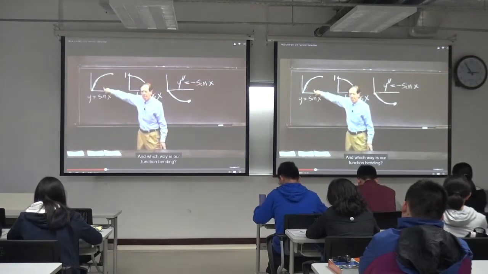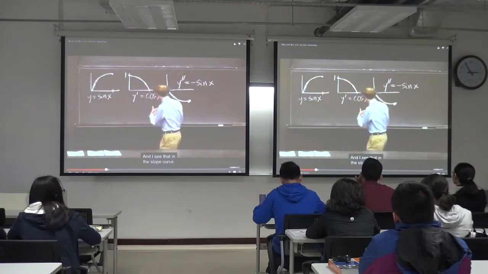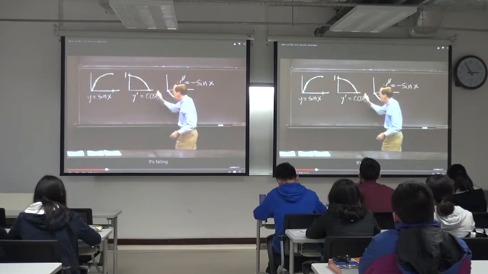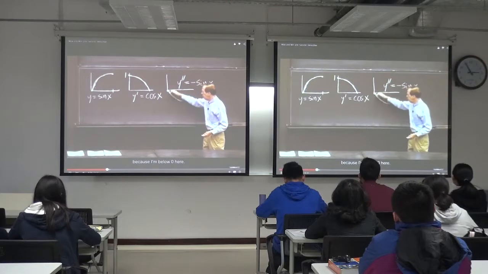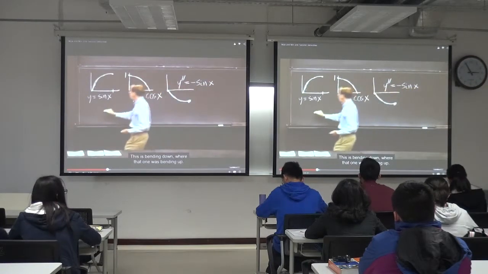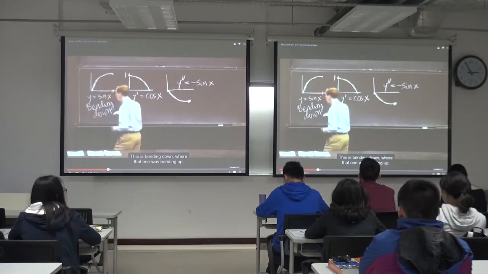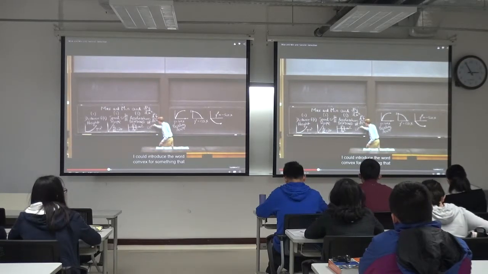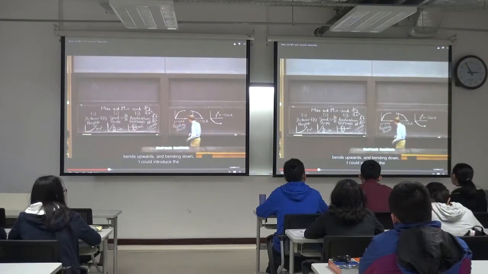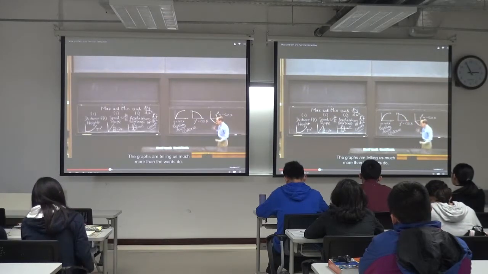And which way is our function bending? It's bending down. As I go along, the slope is dropping. And I see that in the slope curve, it's falling. And I see it in the bending curve because I'm below zero here. This is bending down, where that one was bending up. I could introduce the word convex for something that bends upwards, and bending down, I could introduce the word concave. But those are just words. The graphs are telling us much more than the words.